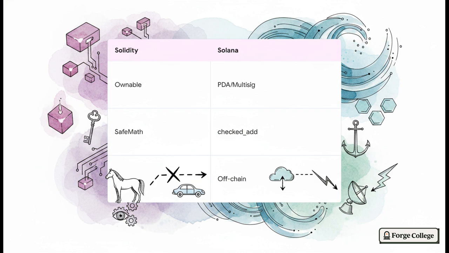And if your Ethereum setup relies on an inline Oracle interface executing in the same transaction, on Solana, you're almost certainly going to be reading an off-chain data feed from a separate account. Every single dependency forces a conscious design choice.